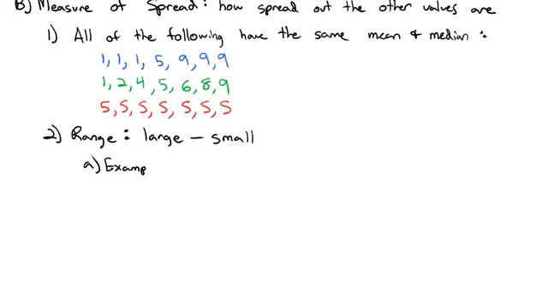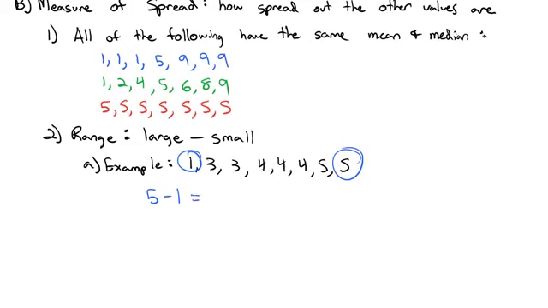So for example, with our data we've been playing with today of 1, 3, 3, 4, 4, 4, 5, the range would be the big minus the small. 5 minus 1 equals 4. And so there is a space of 4 between all of these values.